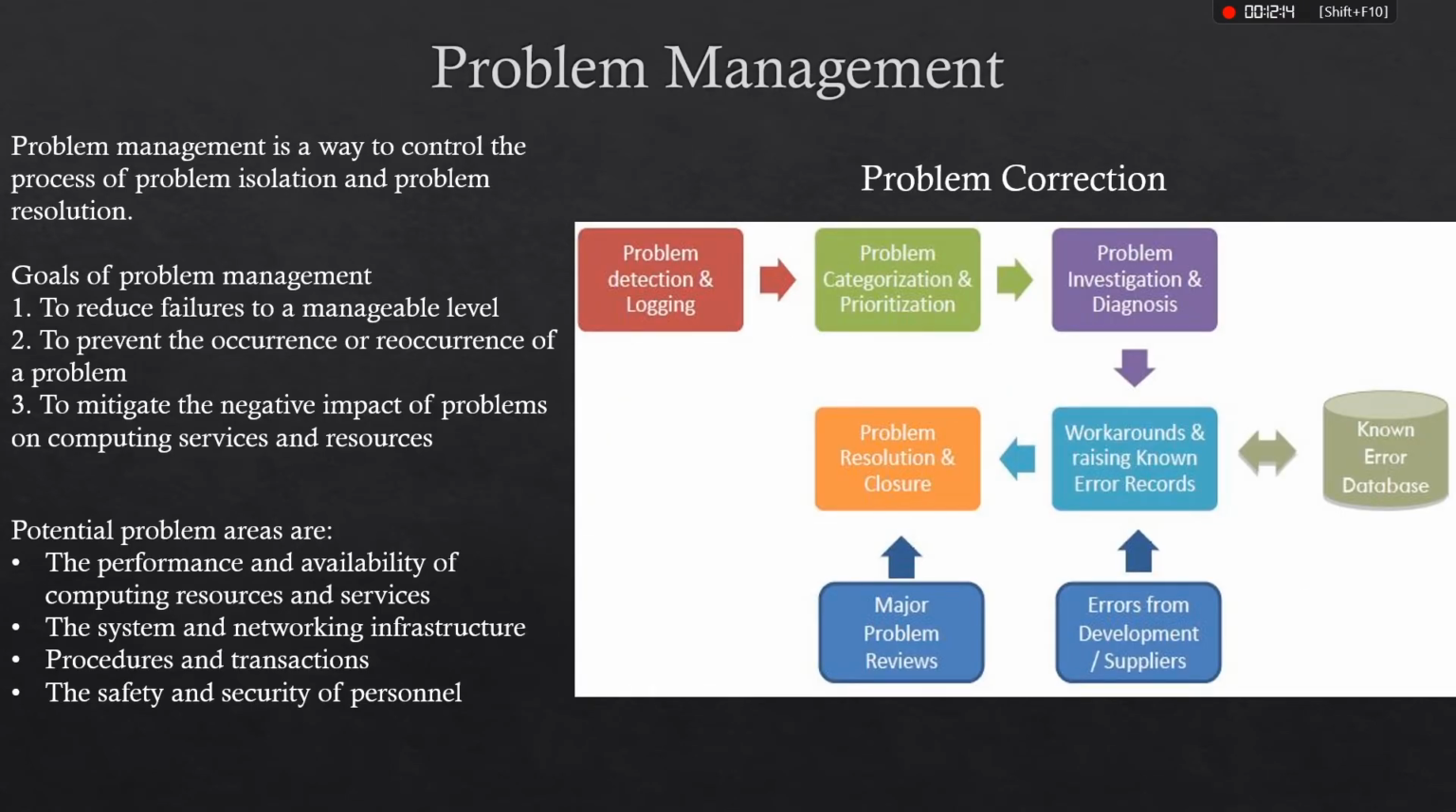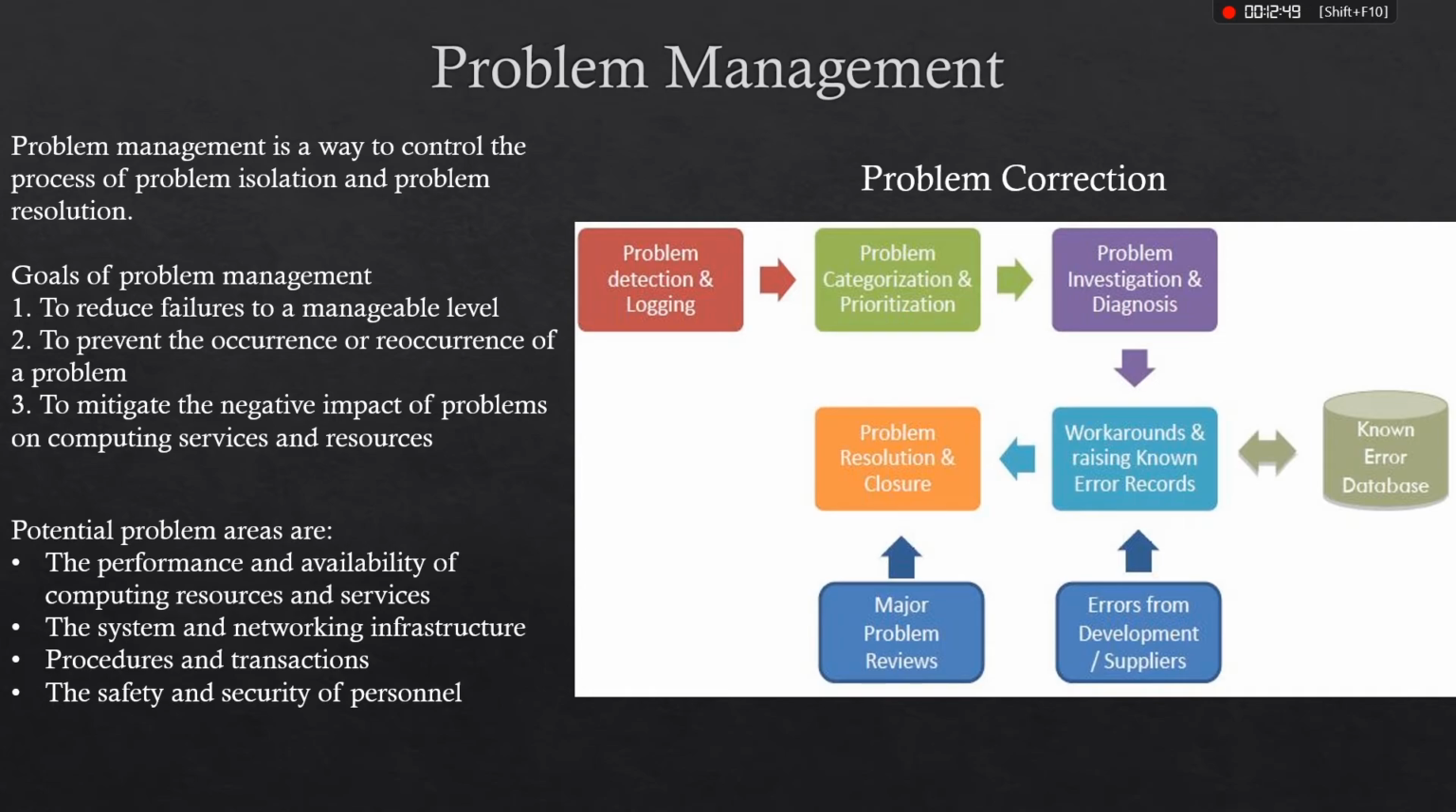Okay, and now we have problem management. So problem management is a way to control the process of problem isolation and problem resolution. So there are three main goals of problem management. The first one, to reduce failures to a manageable level. The second one, to prevent the occurrence or recurrence of a problem. And three, to mitigate the negative impact of problems on computing services and resources.